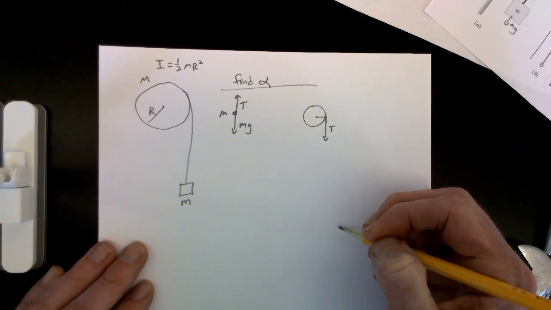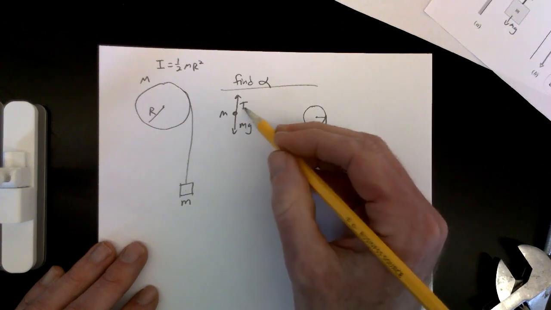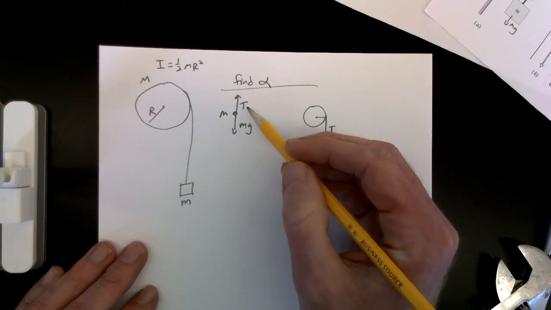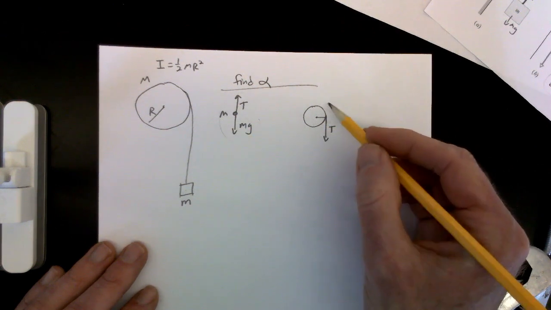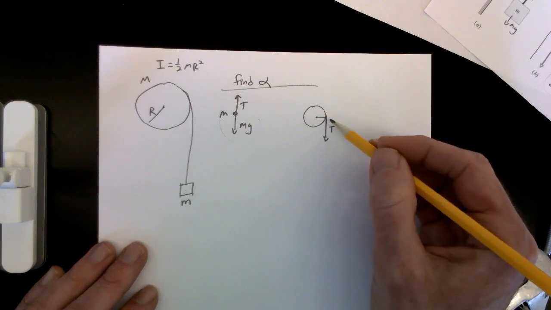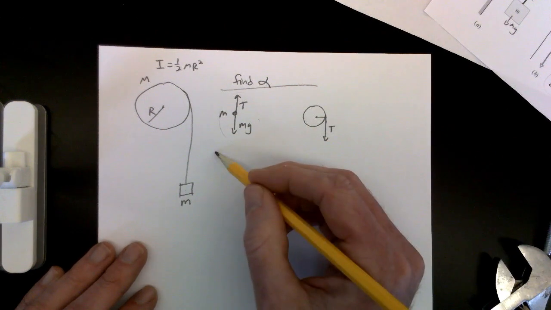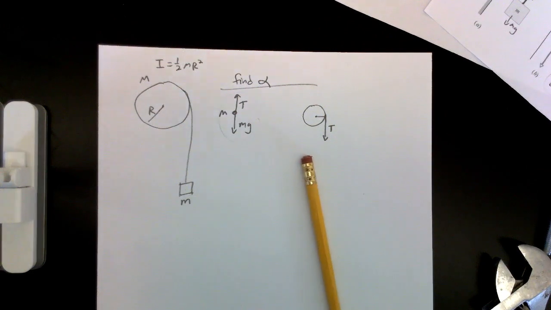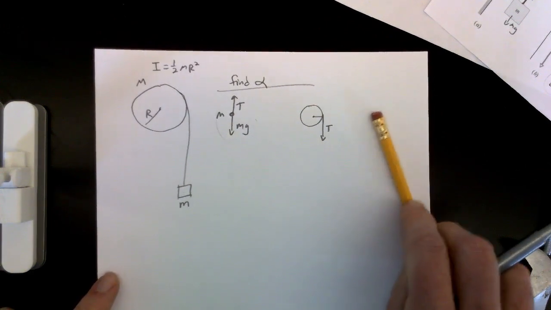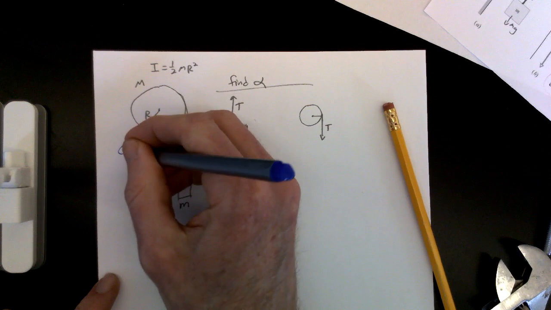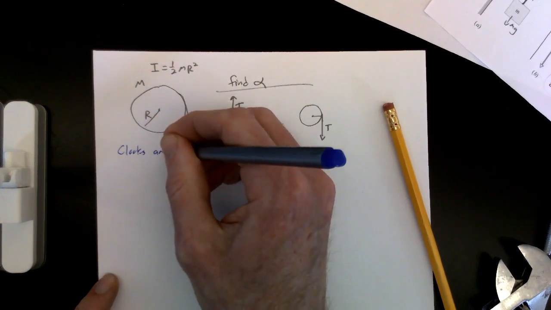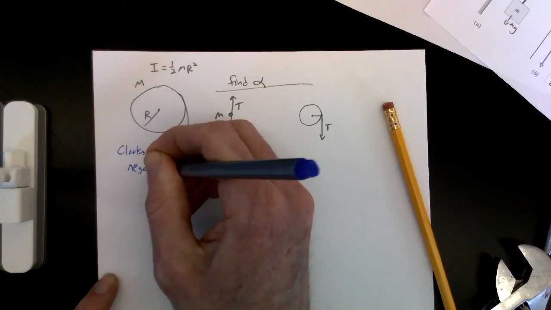And what we've done in the past is once we've drawn free body diagrams, we write a net force equation. So we're going to write a net force equation for here. On this side, we're going to write a torque equation, and then we're going to relate those together. First thing we need to do is talk about the directions here. There's this saying we talked about before where they say clocks are negative.